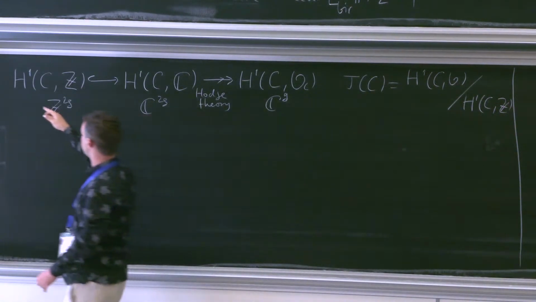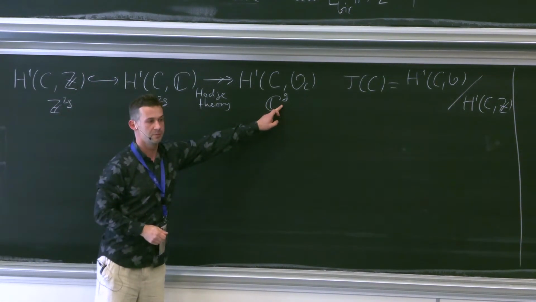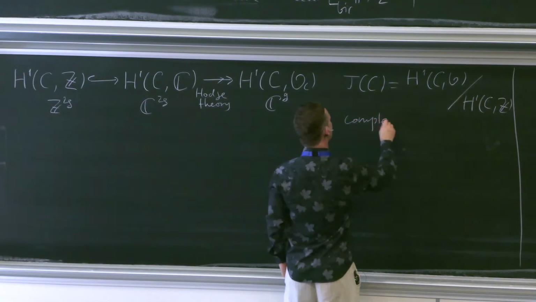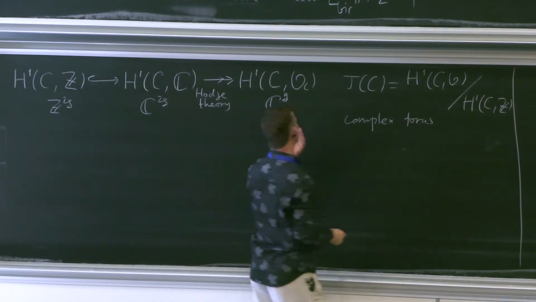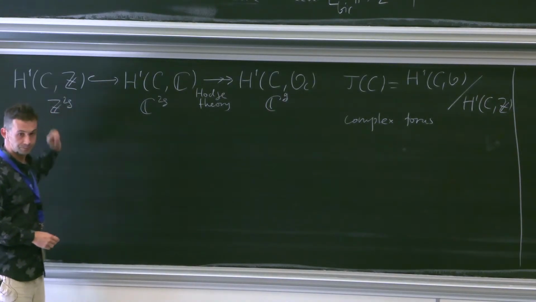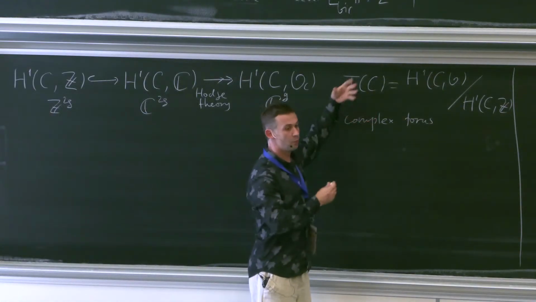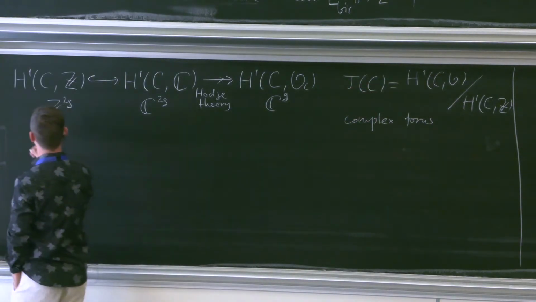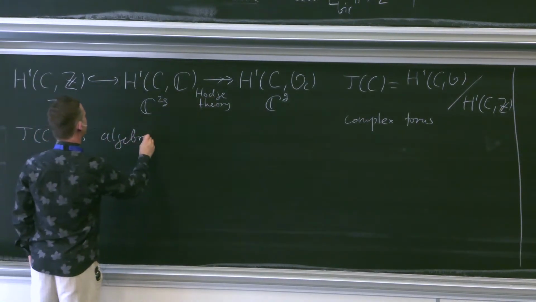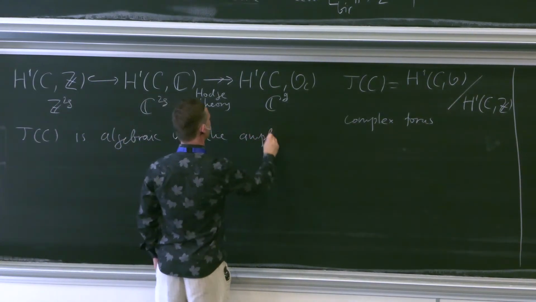So this whole composition is injective, and it presents you with a lattice inside half-dimensional complex space. So this defines a complex torus. Complex torus by definition means this: you look at C to the G modulo a maximal rank lattice. Then there's this theory of abelian varieties, which presents this as an algebraic object. So the Jacobian of C is algebraic via the ample polarization.